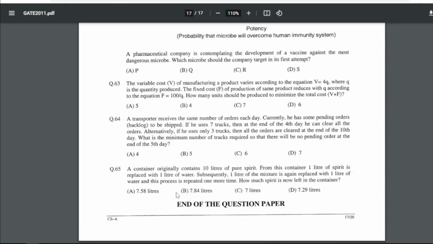65: a container originally contains 10 liters of pure spirit. From this container, 1 liter of spirit is replaced with 1 liter of water. Subsequently, 1 liter of the mixture is again replaced with 1 liter of water, and this process is repeated one more time. How much spirit is now left in the container? If you solve this, you will get the answer as D, that is 7.29.